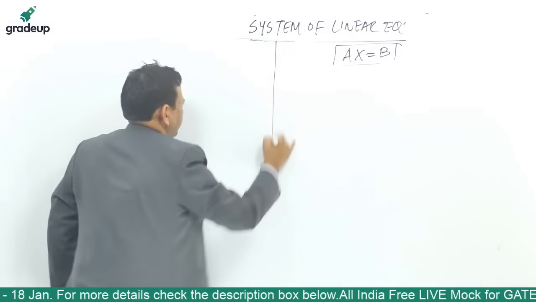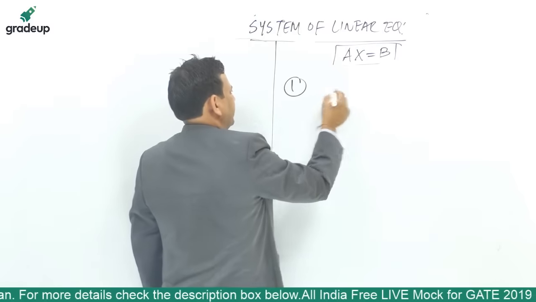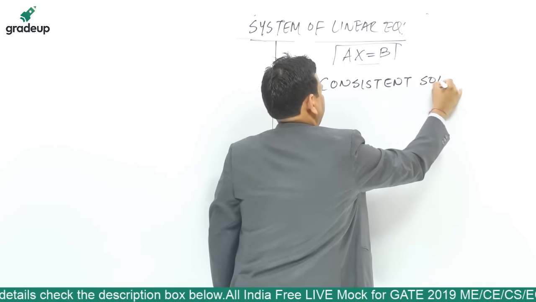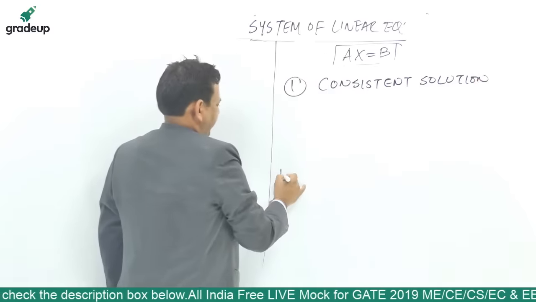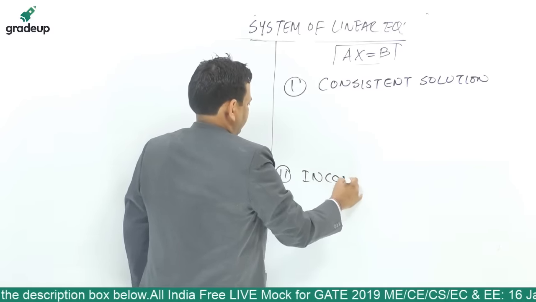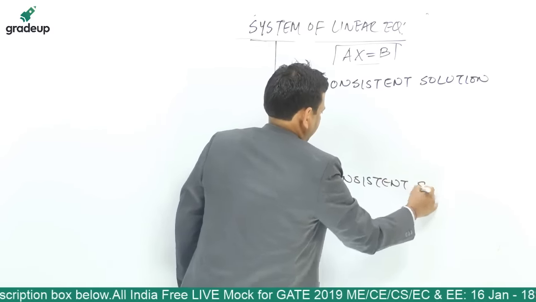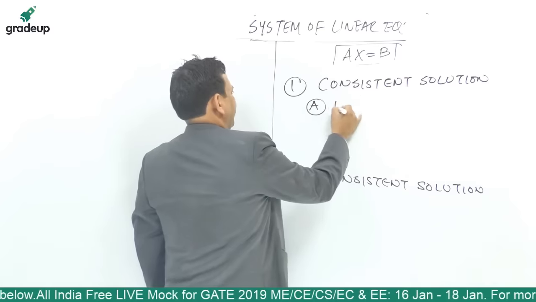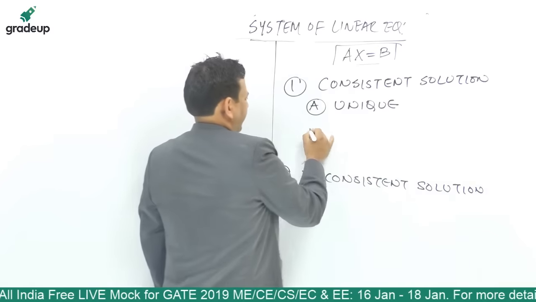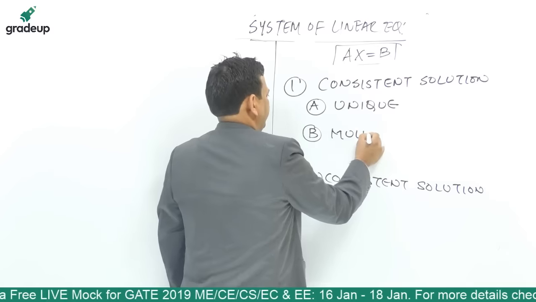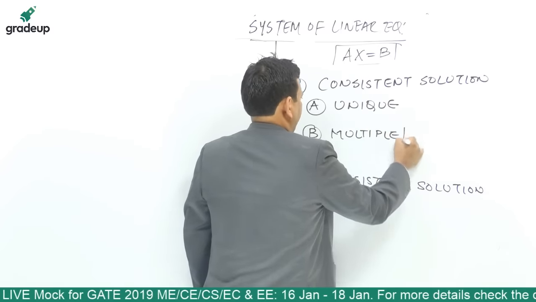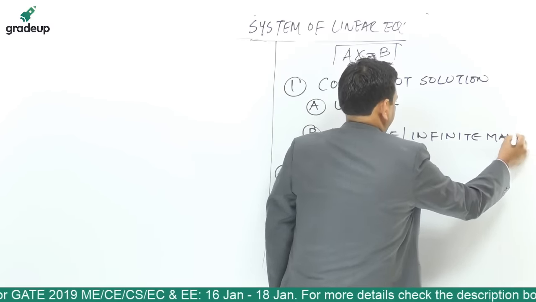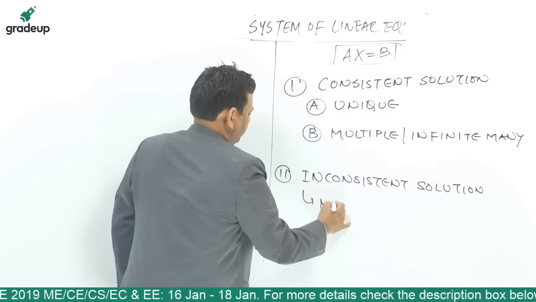Now, what is the solution? First we say consistent solution. Second we say inconsistent solution. And in the consistent case, we will find two different types of solution: unique and multiple, or infinitely many. And in the inconsistent one we will say no solution.